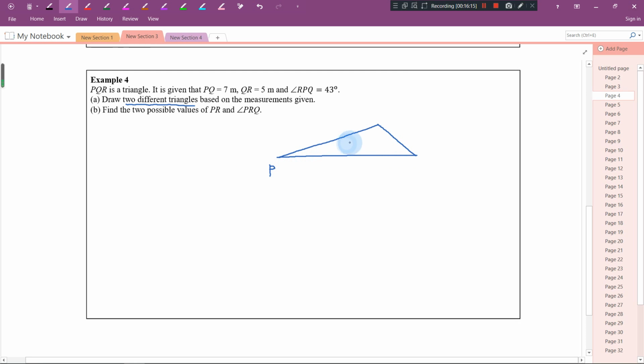Okay, so this is P, this is Q, this is R. This is 7 meters, QR is 5 meters, and PR, I don't have the PR, and the angle here is 43 degrees. So this is one of the triangles that we can form. Another triangle we can form is where QR is not over here, but here. Now it's not going this way, but this way. Let me erase this one.